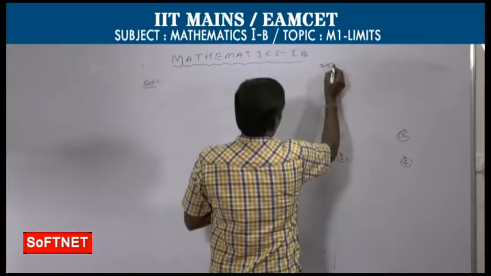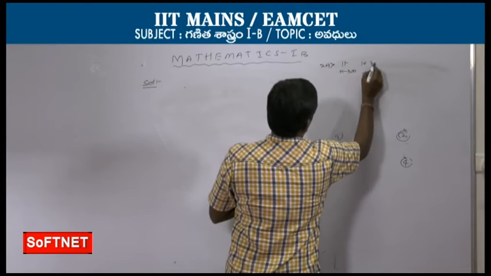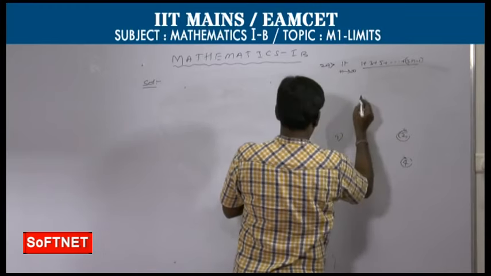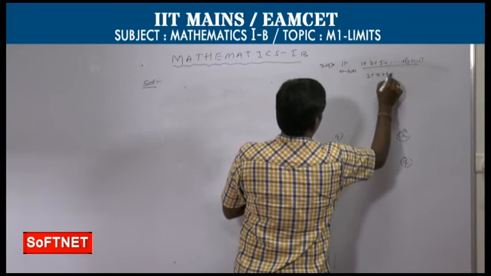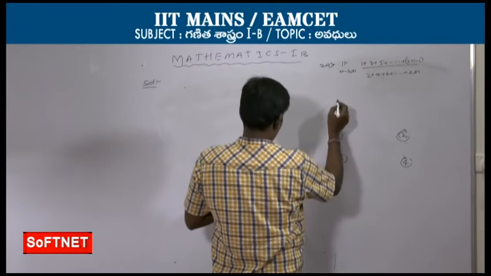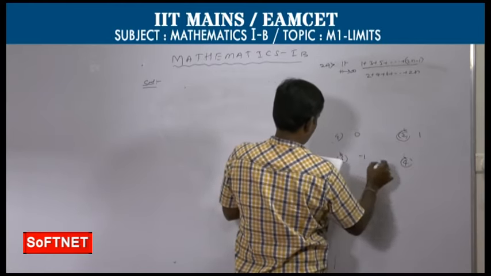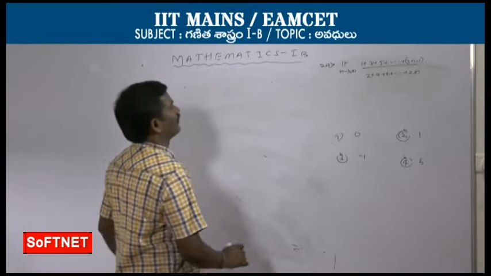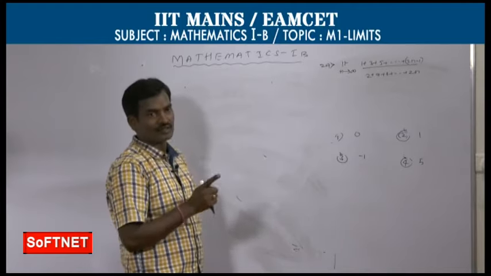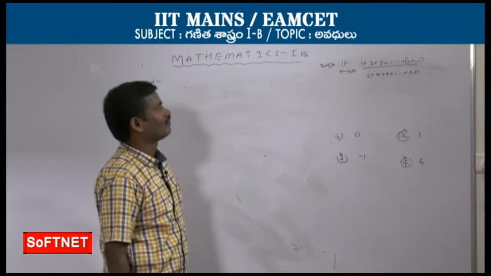Next question, 29. Limit n tends to infinity, (1 plus 3 plus 5 and so on, plus (2n minus 1)) by (2 plus 4 plus 6 and so on, plus 2n). The options are 0, 1, minus 1, 5. Here the numerator is a series: 1 plus 3 plus 5, the sum of odd natural numbers. The denominator is 2 plus 4 plus 6, the sum of even numbers.